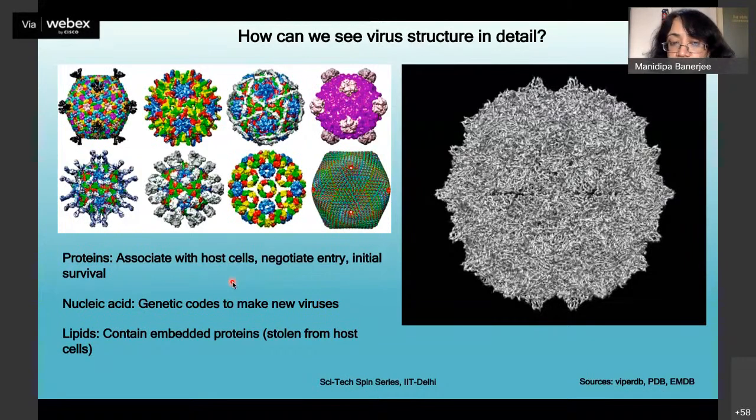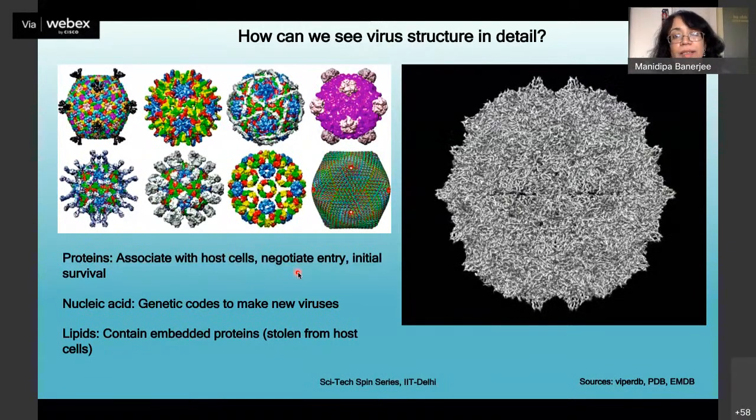So this is very important, because the proteins carry out the first part of the infection, the protein capsid. And then the nucleic acid, which is inside, contains the genetic codes to make new viruses. Unless a parent virus infects a cell and makes new viruses, the infection cannot proceed, right? And then the lipid shell for viruses which contain it, these have embedded proteins which can again negotiate with the host cells so that the viruses can enter within the cell.